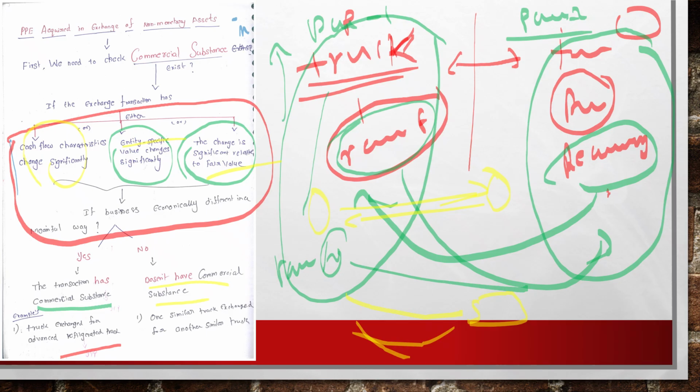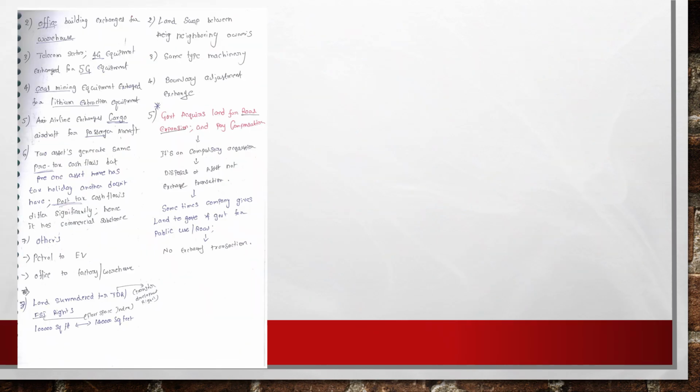I have given a few examples apart from this. Let us see those examples also. See, office building exchanged for warehouse facility. Earlier, you might have been using that building for office purposes. Now you can use that building for warehouse purposes.